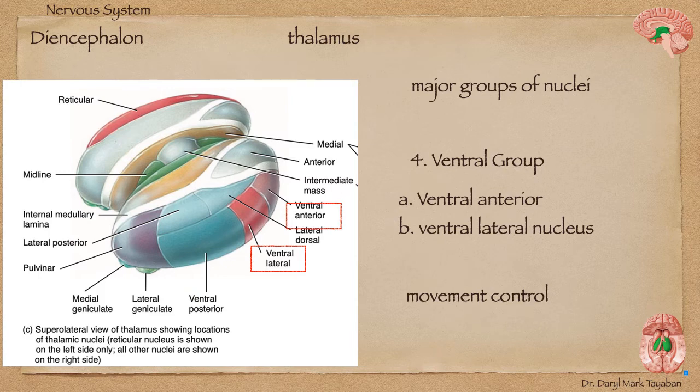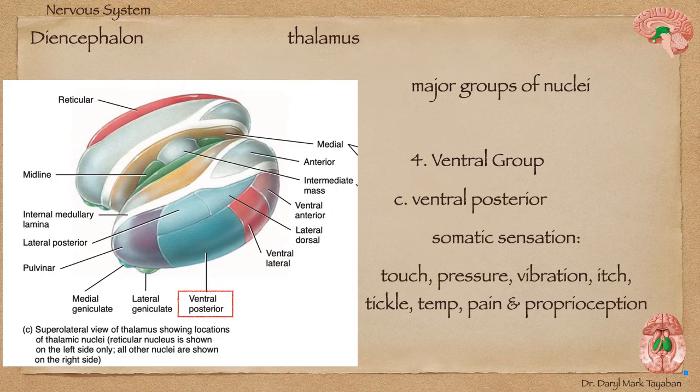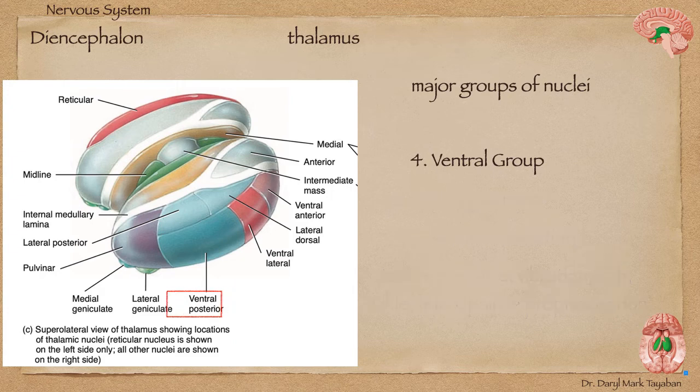This plays a role in movement control. Okay? So, then, the ventral posterior nucleus relays impulses from somatic sensations such as touch, pressure, tickles, vibration, pain, temperature, itch, and proprioception from the face to the body to the cerebral cortex. Okay?